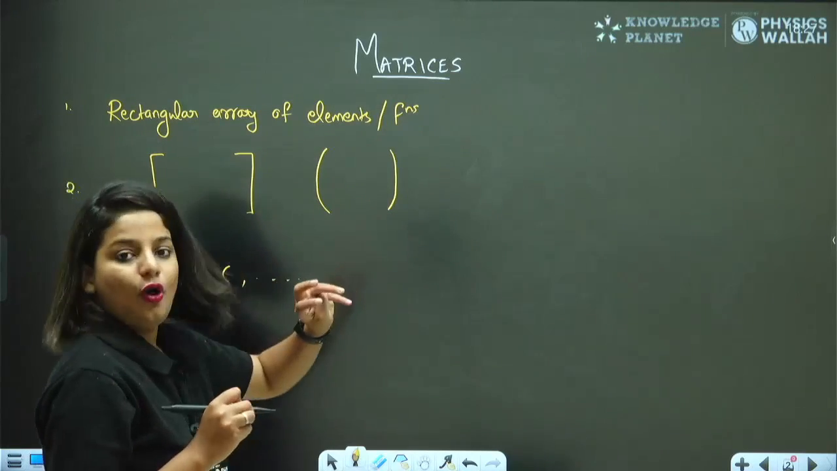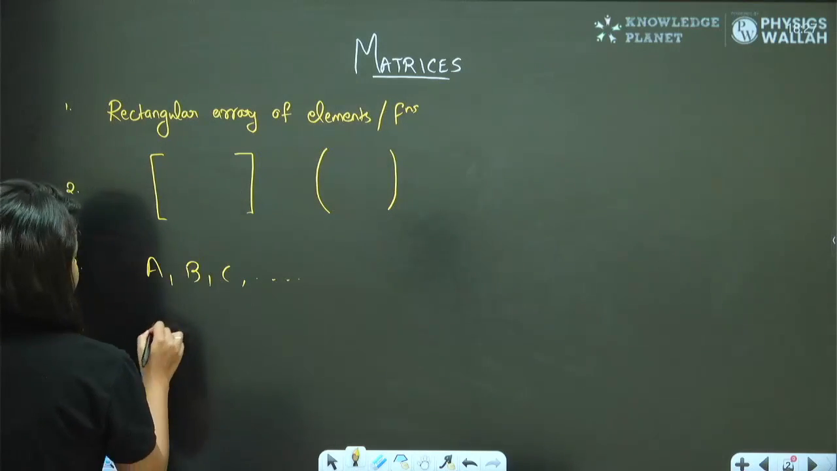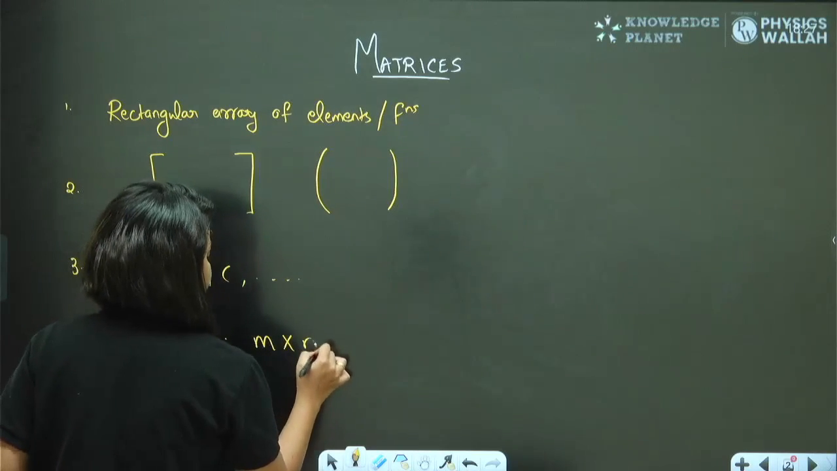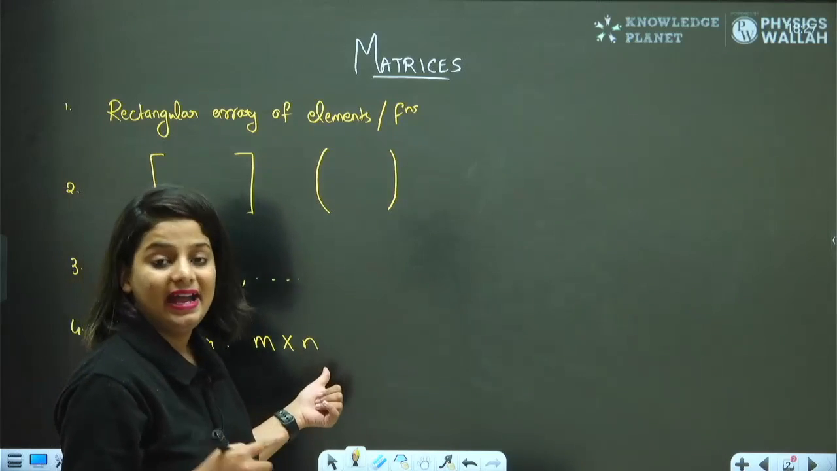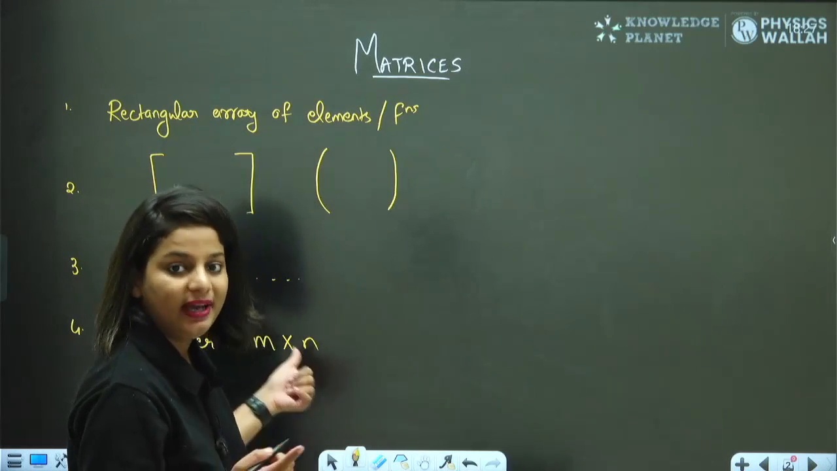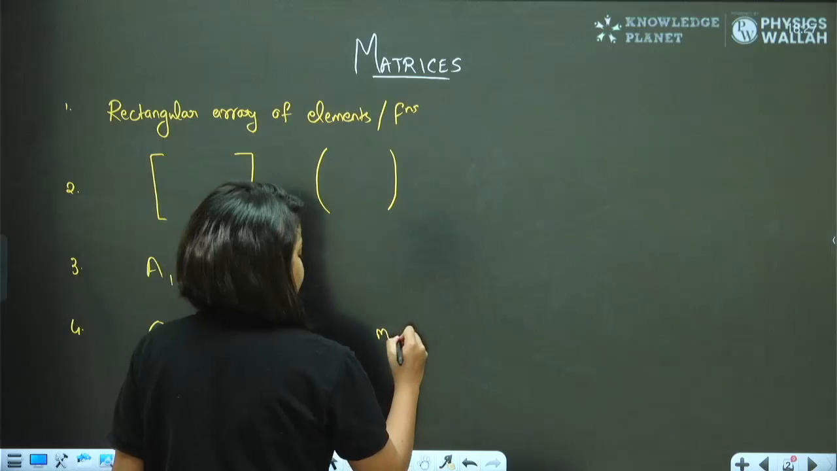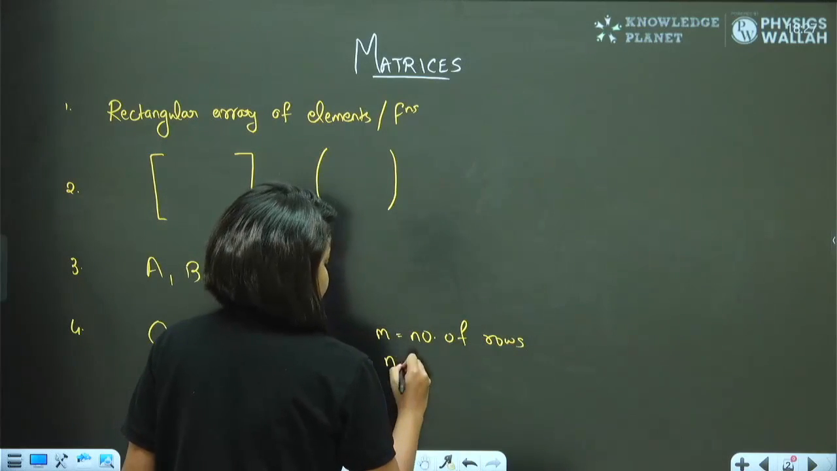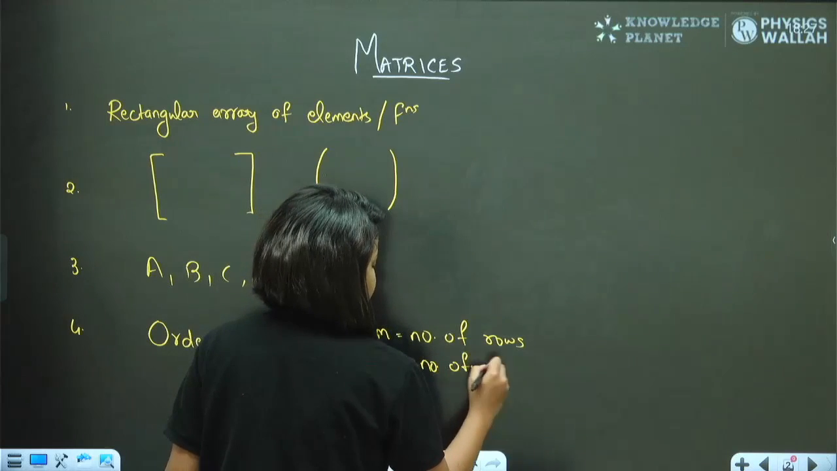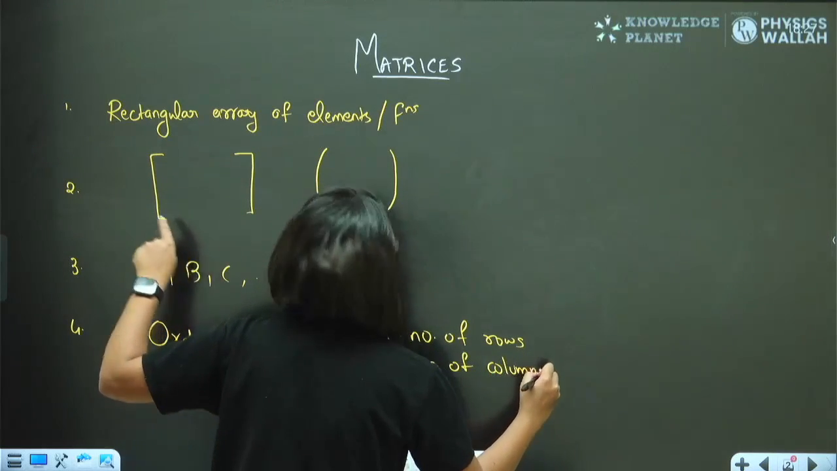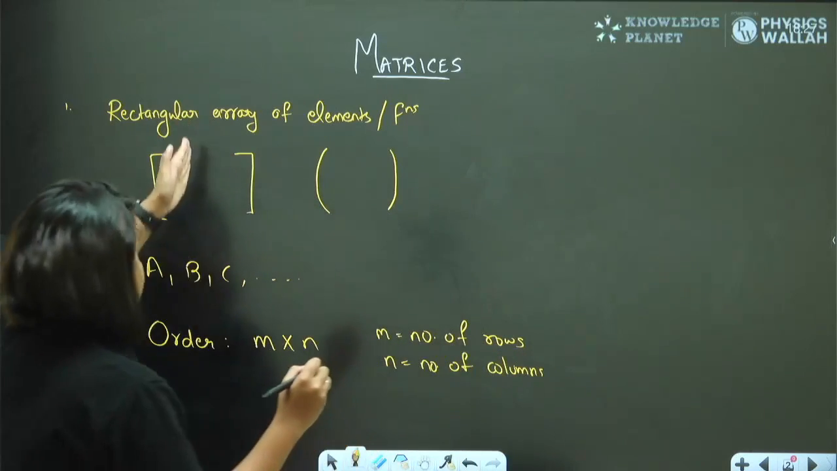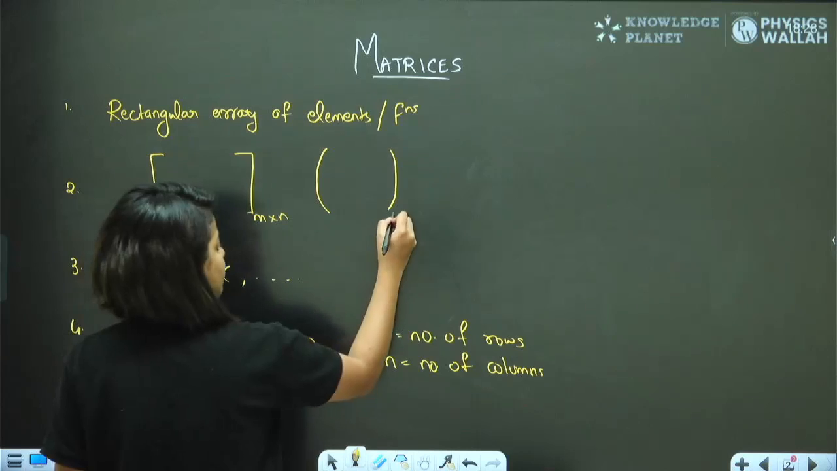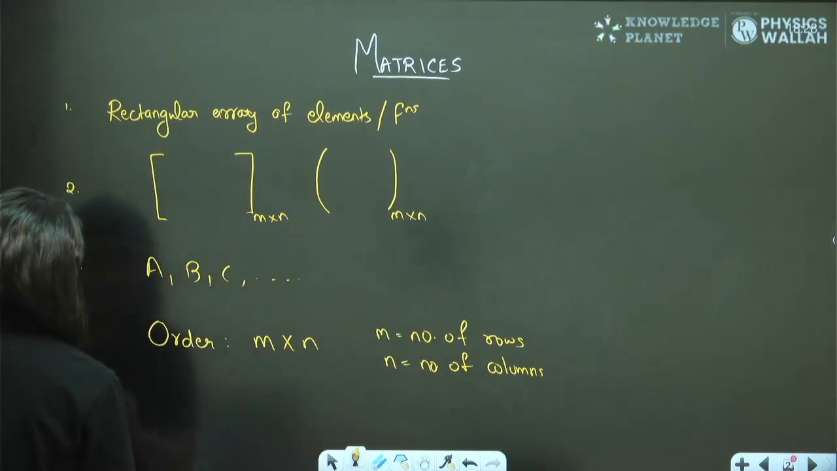The name of a matrix is done. Now you have to give the address of a matrix. So the order of a matrix is nothing but M by N. Remember, this is M by N, read as 'by', not M into N. Where M is the total number of rows in a given matrix, and N is the total number of columns in a given matrix. Rows means the horizontal ones, columns means the vertical ones. The order is written at the base of the matrix.